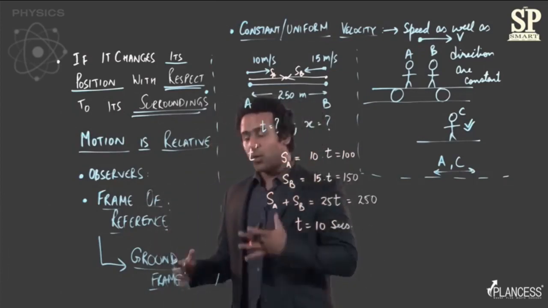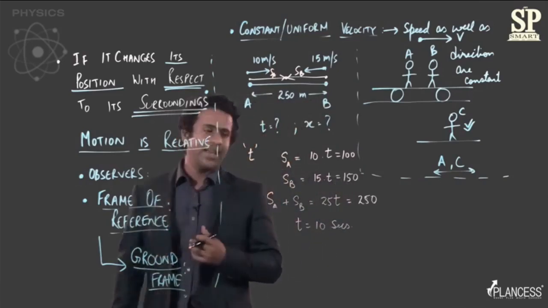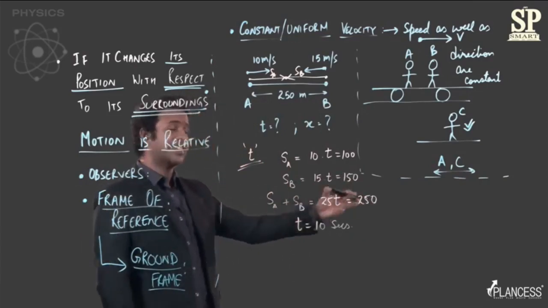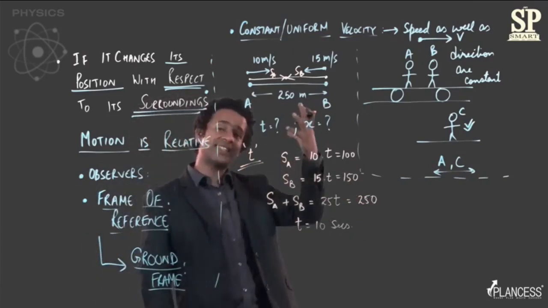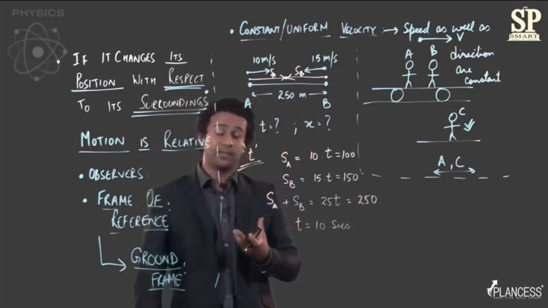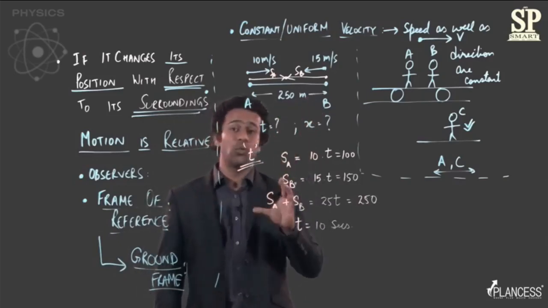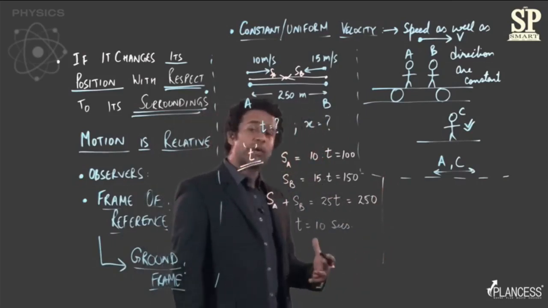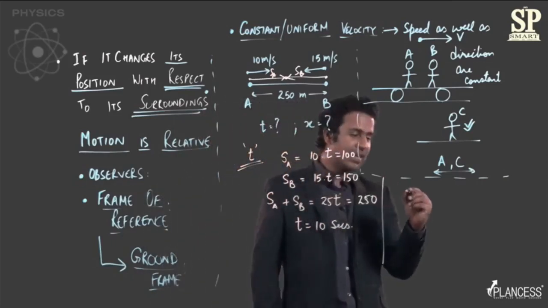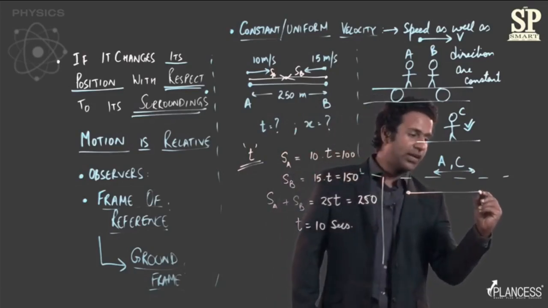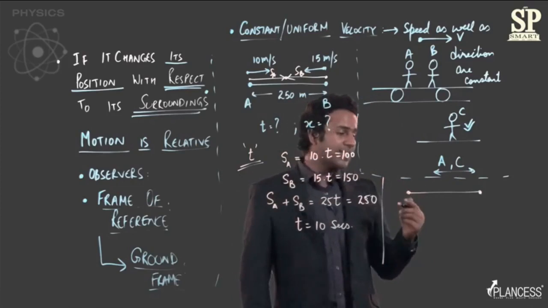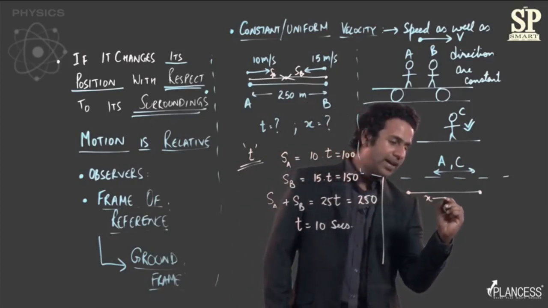In this case, I want you to notice what we did: we declared one variable, which was time, and then on the second variable, which is the distance, we built a constraint. That is, their sum is 250. We could do the opposite also. That is, we could assume the distance and then build a constraint on time. Let me show you how. We could say that, let's say the distance covered by A is x.